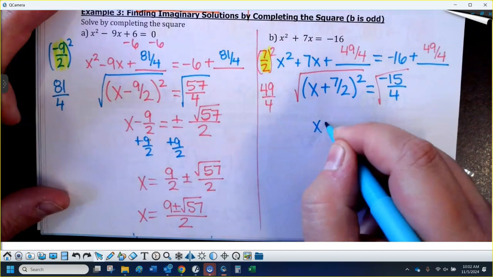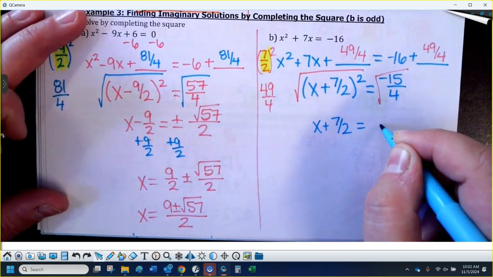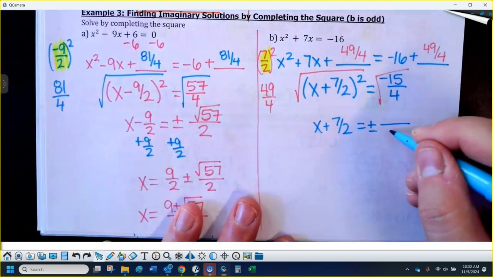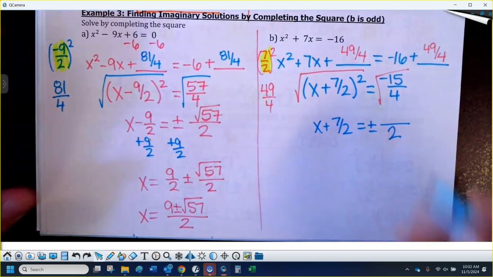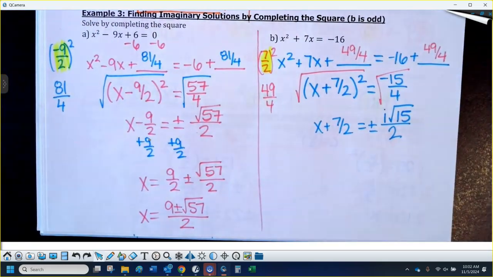You're going to get x plus 7 over 2 equals, now I'm going to put the plus and minus, right? And I know the square root of 4 is 2. What would you put on the top of that fraction? How could I write the square root of negative 15? Heck yeah. Just put an i. And then 15 doesn't break down under a square root, but you want to put the i in front to take care of the negative.